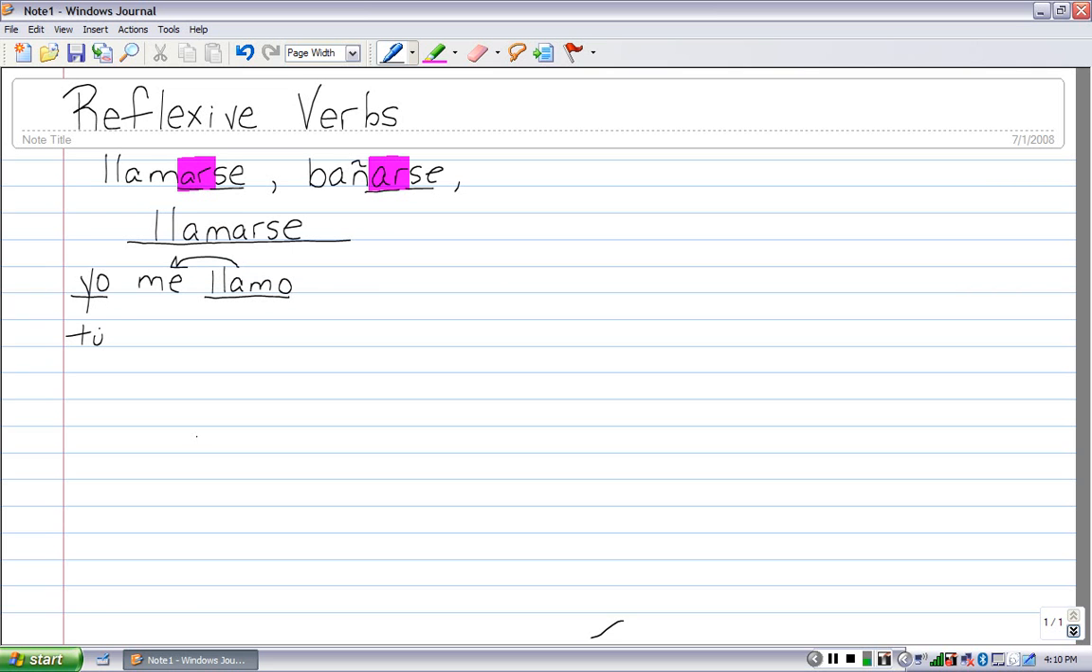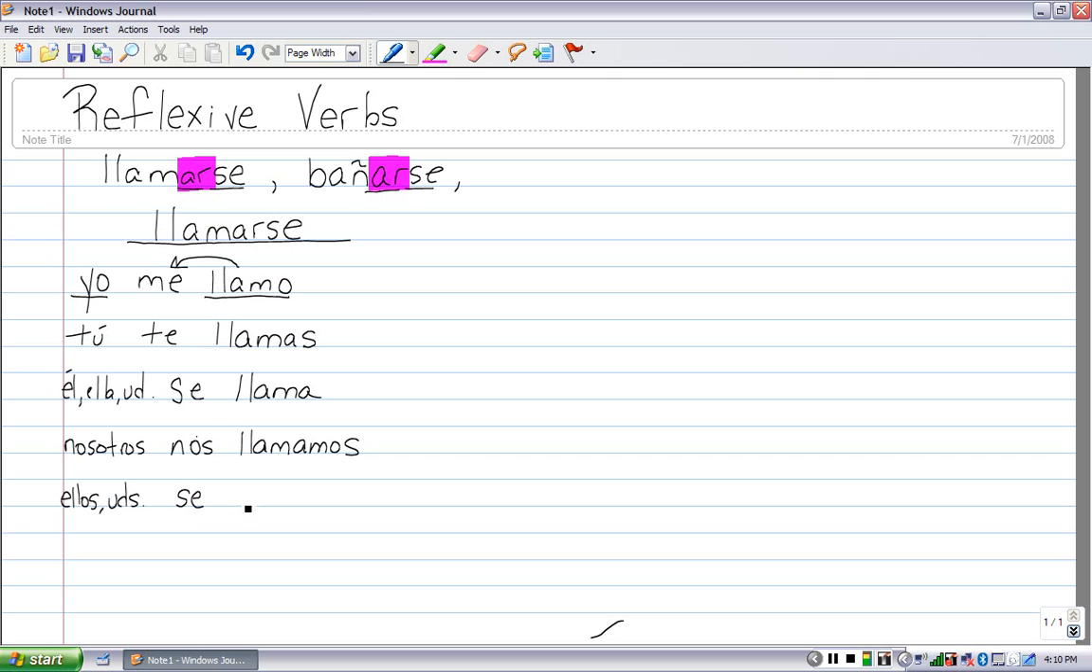In the tu form, the tu would be tú te llamas. In the él, ella, or usted form, it's se llama. In the nosotros form, it's nos llamamos. And in the ellos, ellas, or the ustedes form, the pronoun again is se llaman.